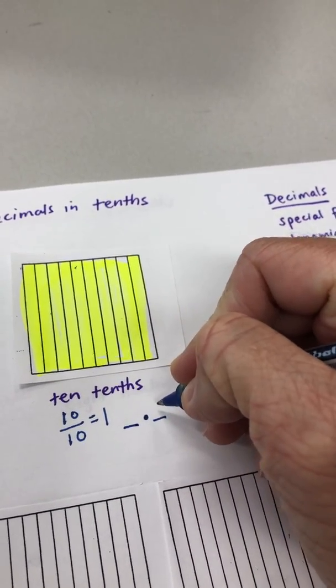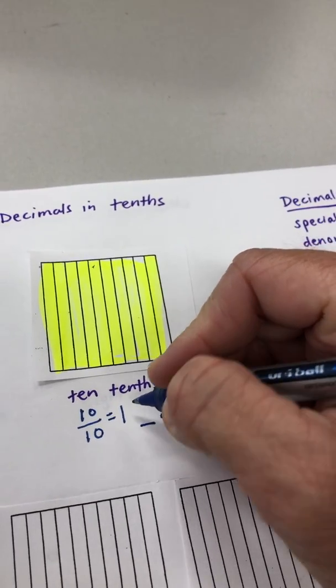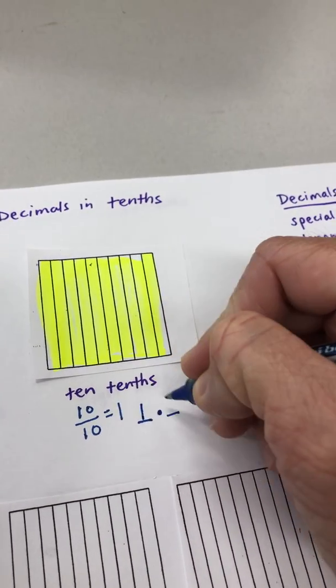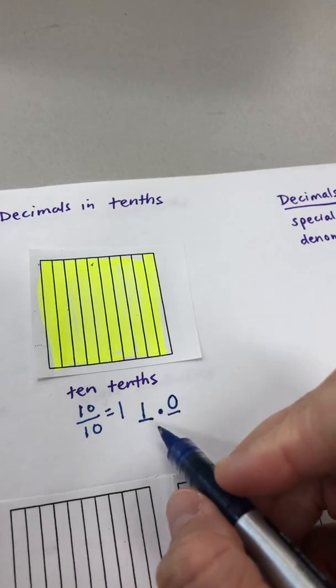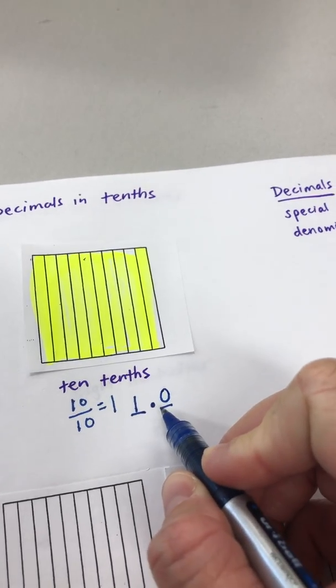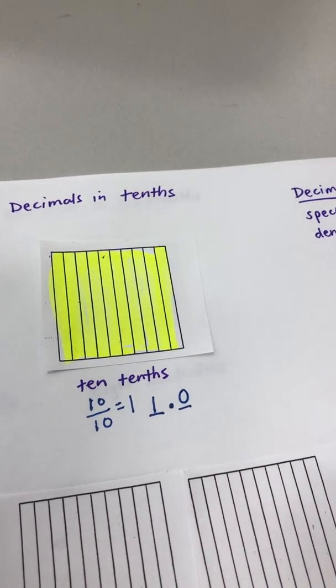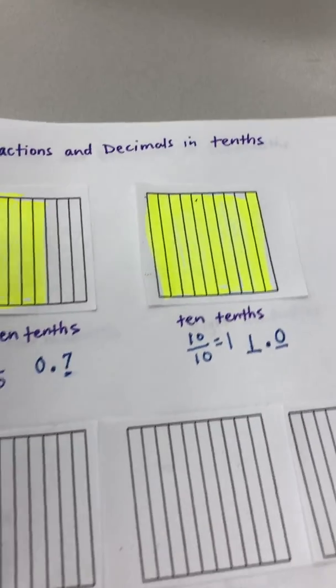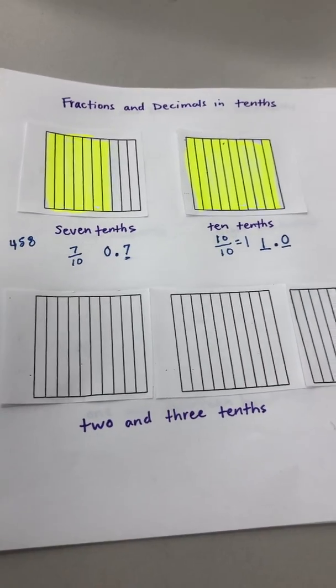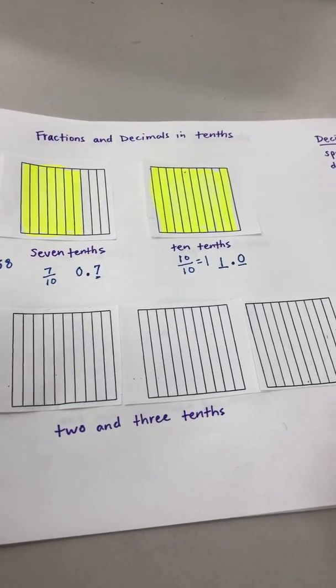So this is 10 tenths, which is also 1 whole, and 0 extra tenths. It still looks kind of like a 10, but it also shows 1 whole and 0 extra tenths. All right, and then we'll have another example here. This is for 2 and 3 tenths.